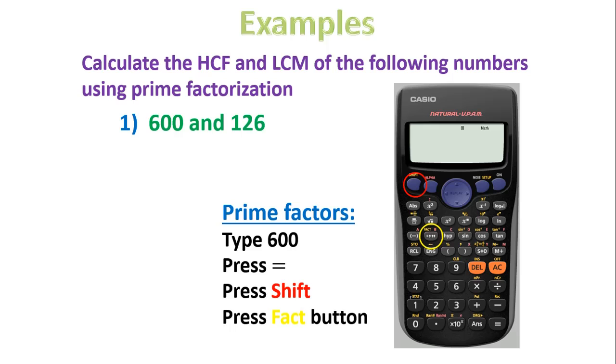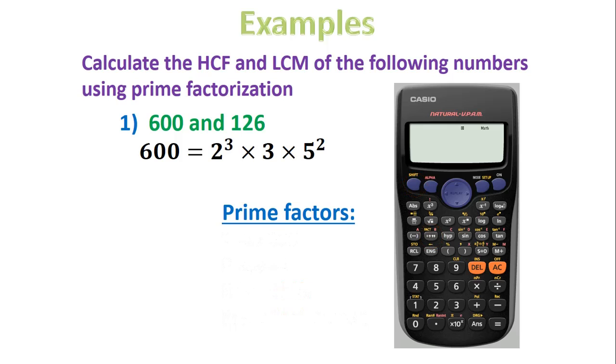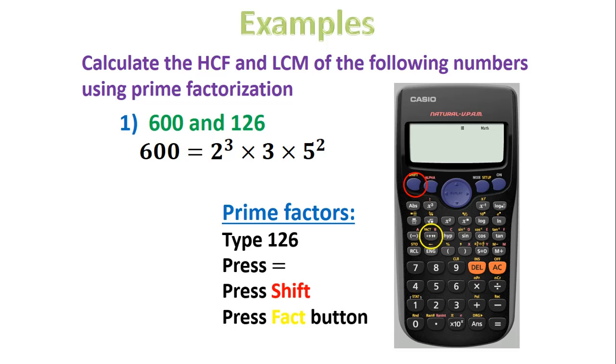And when you've done that, you should get 600 equals 2 to the power of 3 times 3 times 5 squared. So, next one, 126. Type in 126, press equals, press the shift and the FACT button. And if you do that, you should get 126 equals 2 times 3 squared times 7.